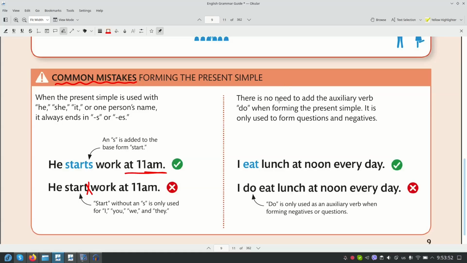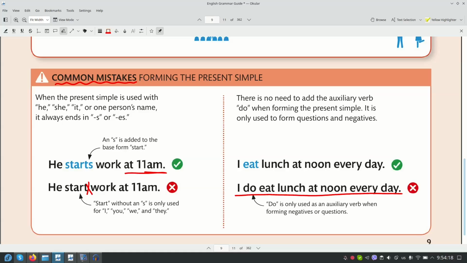There is no need to add the auxiliary verb do when forming the present simple. It is only used to form questions and negatives. I eat lunch at noon every day. I do eat lunch at noon every day. Actually, it is possible to say it like this.